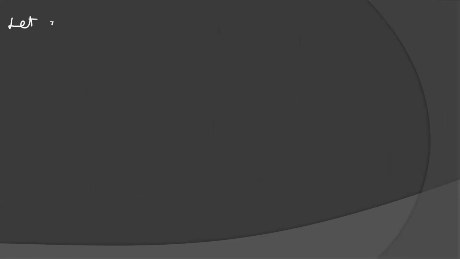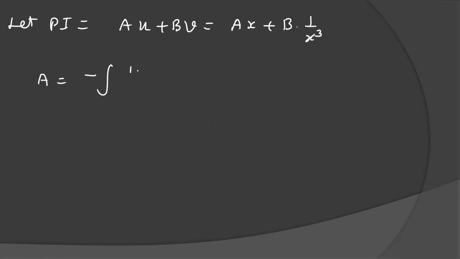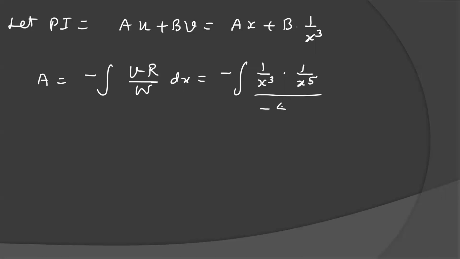So let the particular integral be equal to Au plus Bv. U is your x and V is 1 over x cube. So we will find A now. The formula for A is minus V R over W dx. V is 1 over x cube. R is 1 over x to the power 5. And W is minus 4 over x to the power 3, dx.